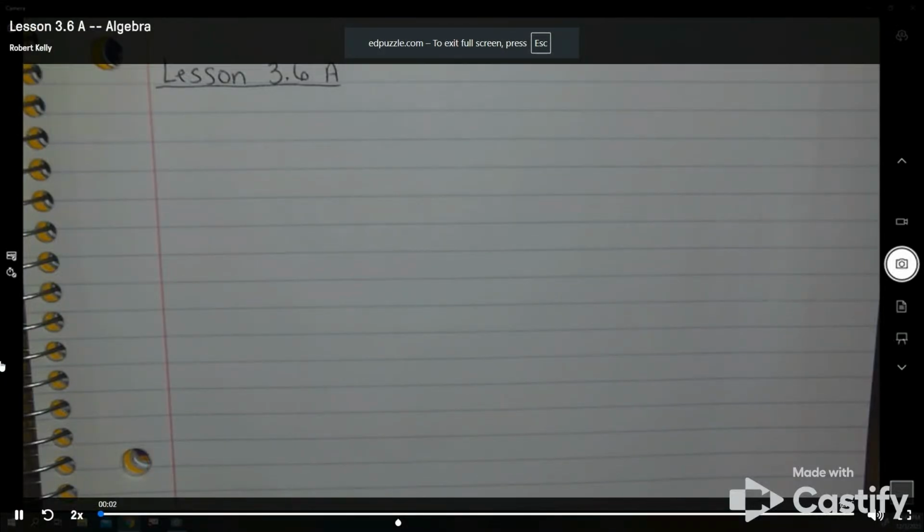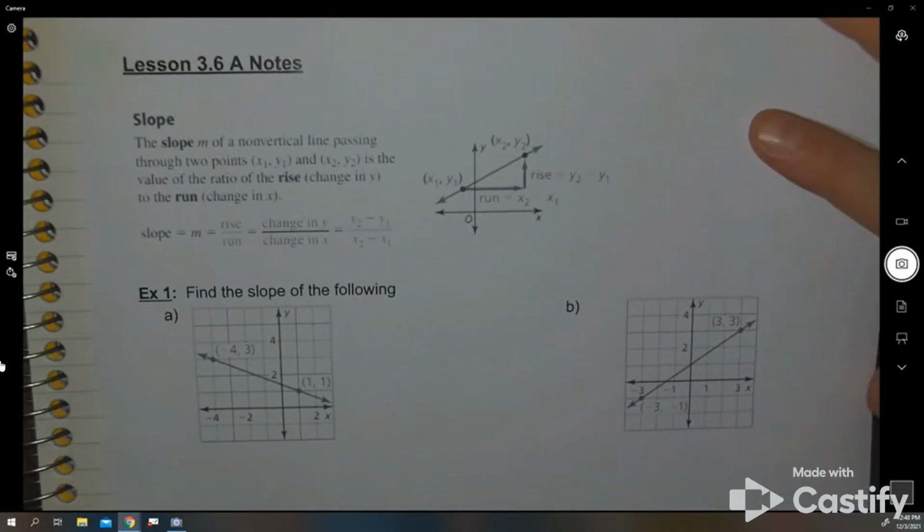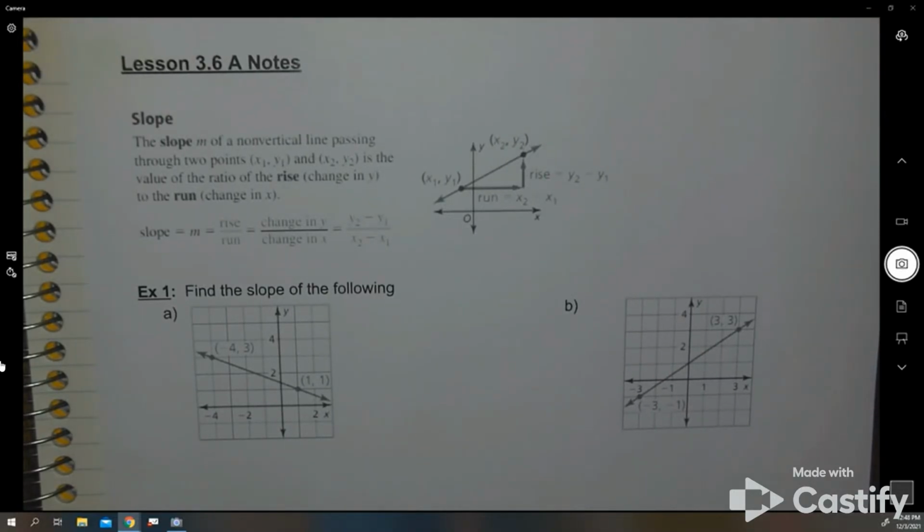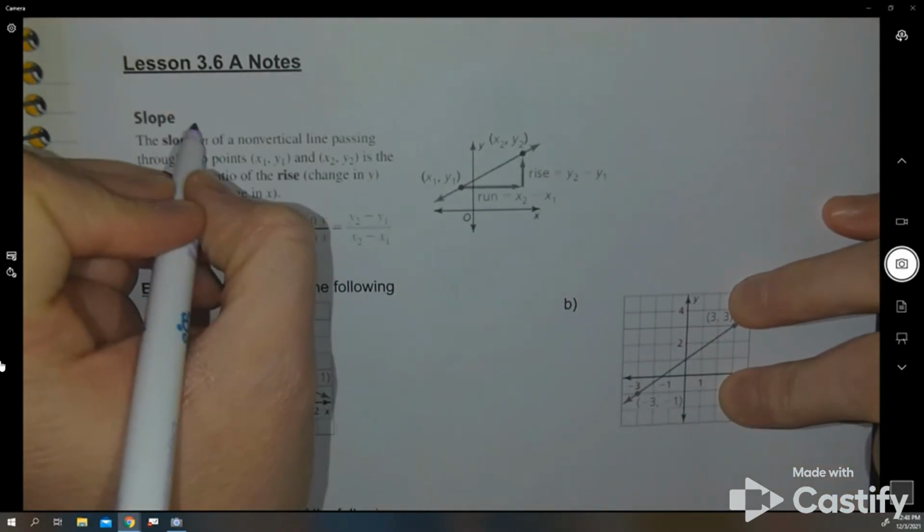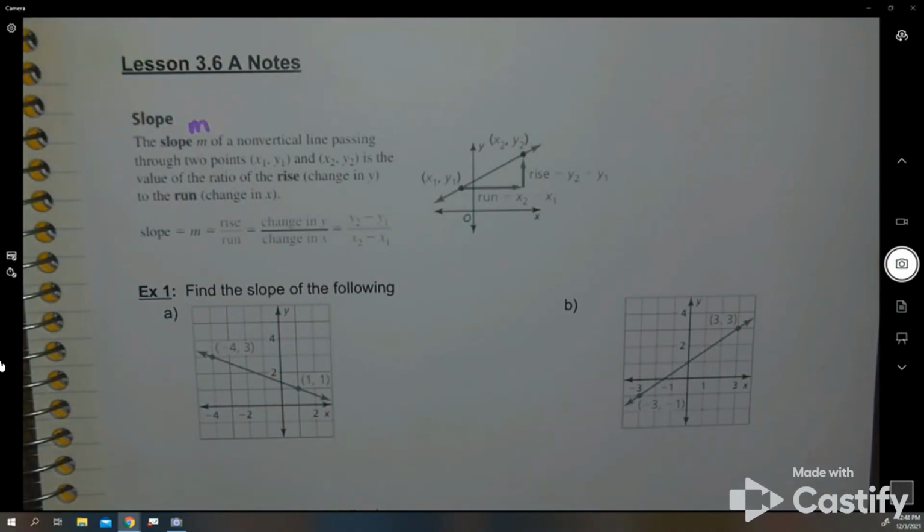This is lesson 3.6a. In this lesson, we're going to be talking about slope. And something that you're going to notice is that slope is very similar to something we've already talked about, which is a constant rate of change. When I'm looking at slope, they refer to it as m, which you've seen before, when we have that y equals mx plus b formula or equation that we use for our lines. So m is the slope.